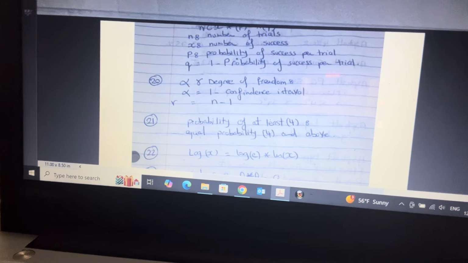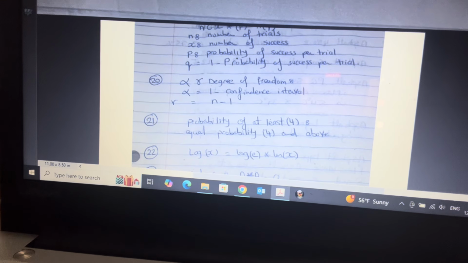Also, we need to understand in the probability section the alpha, how we calculate alpha, and how we calculate degree of freedom. This is in the probability section. So alpha is equal to 1 minus confidence interval, while degree of freedom equals number of samples minus 1. Okay, also in the probability section, if you were asked what is the probability of at least 4, it means that equals probability of 4 and above 4.